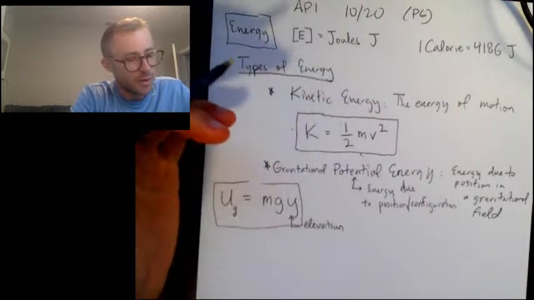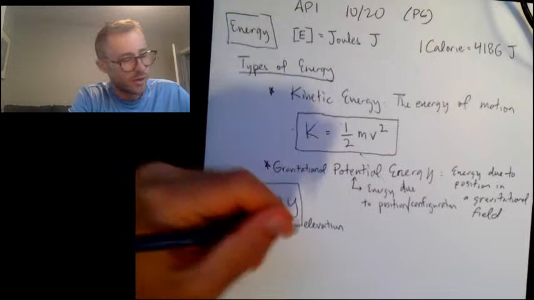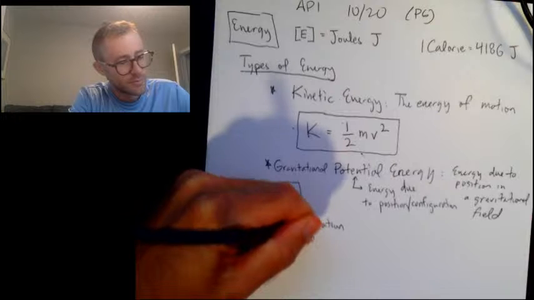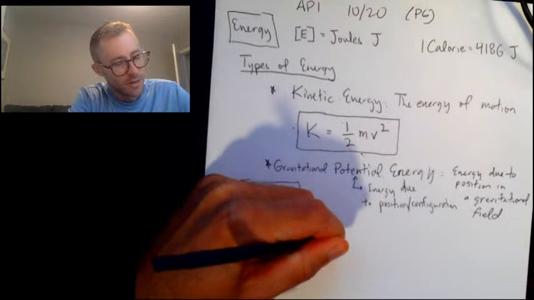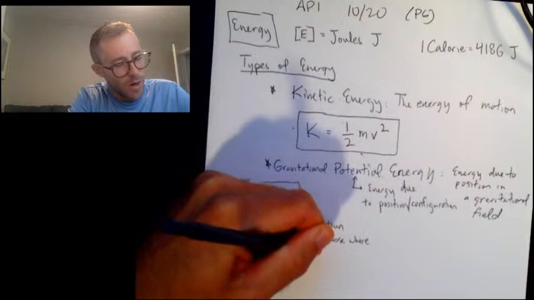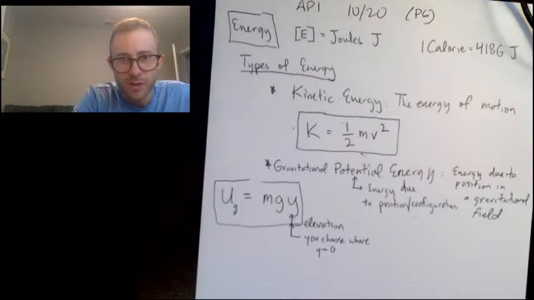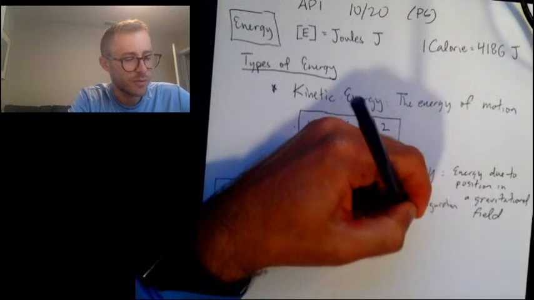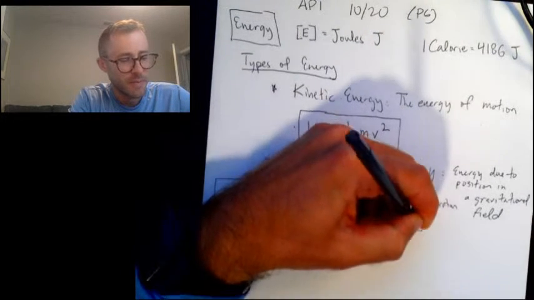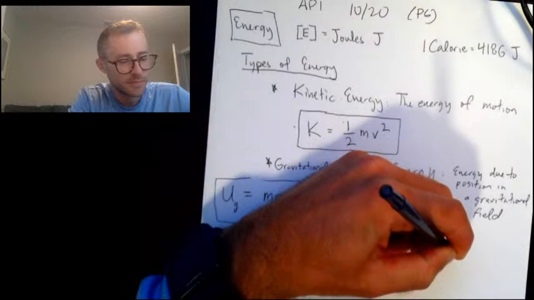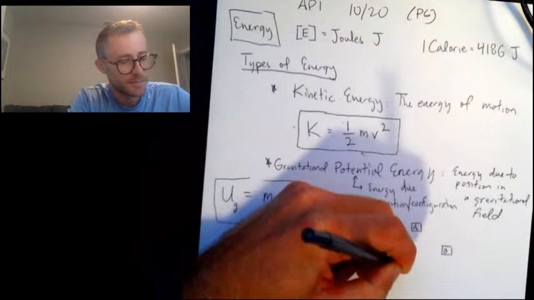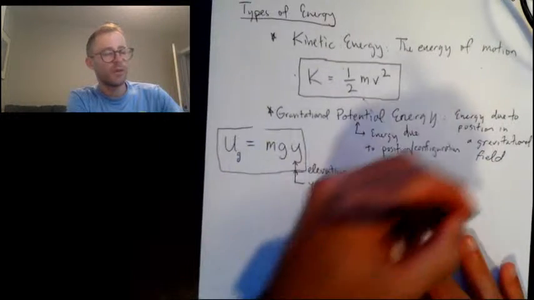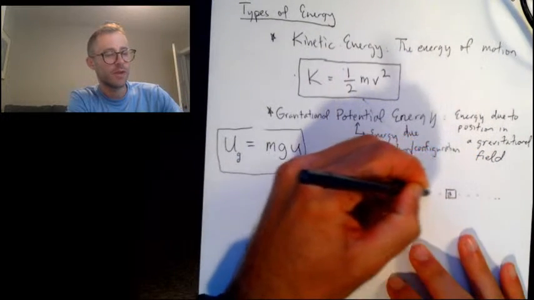So one of the things about gravitational potential energy is that you choose where y equals 0. You have the freedom to choose where y equals 0. All right. So what if I have three objects, A, B, and C, like this, okay? And what if I called y equals 0 right here?